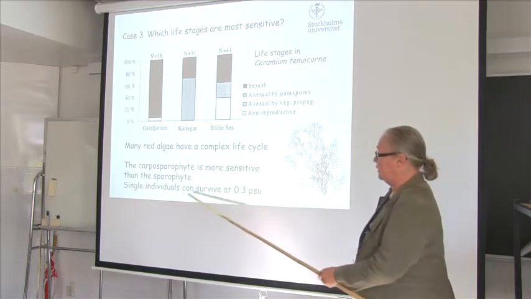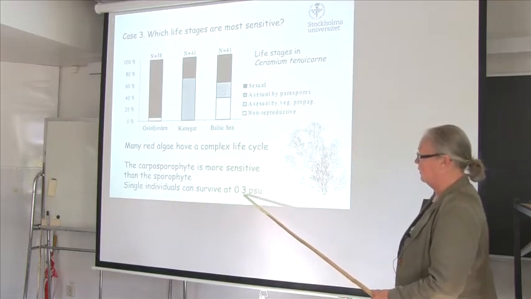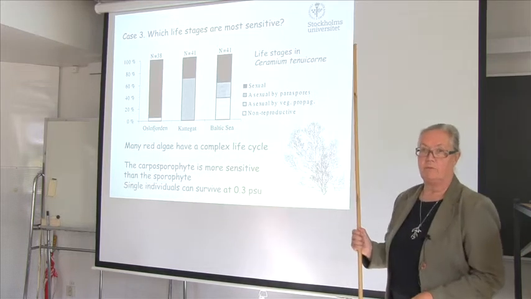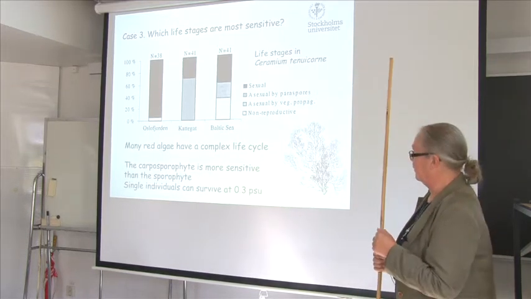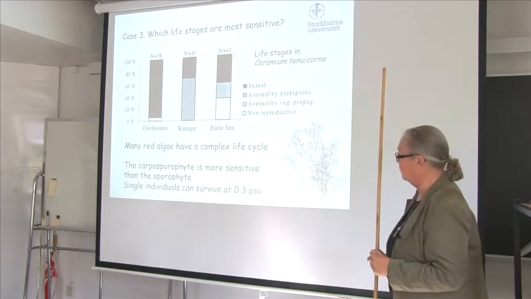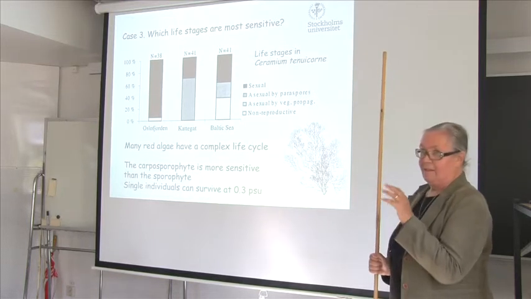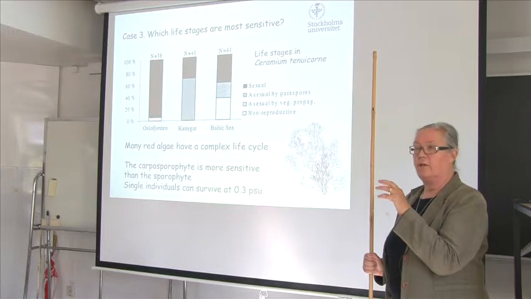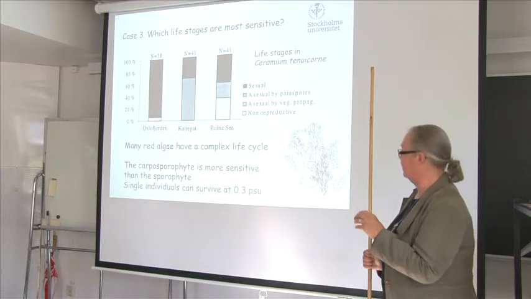We did an experiment, and some of these red algae can survive at extremely low, almost freshwater conditions up in the Baltic Sea, in the northern part of the Bothnian Bay. And these are specific clones or types that can do this.